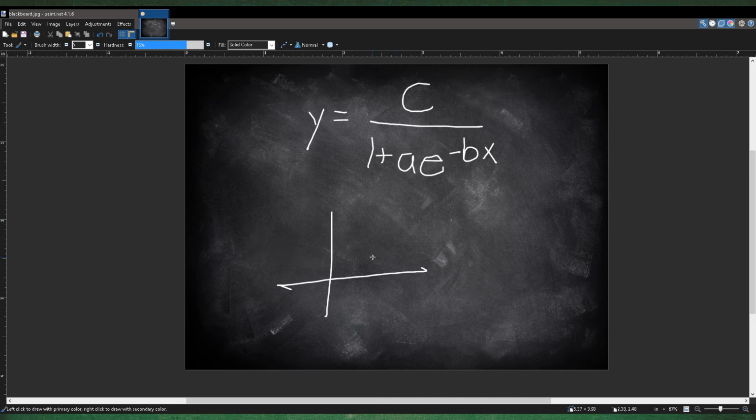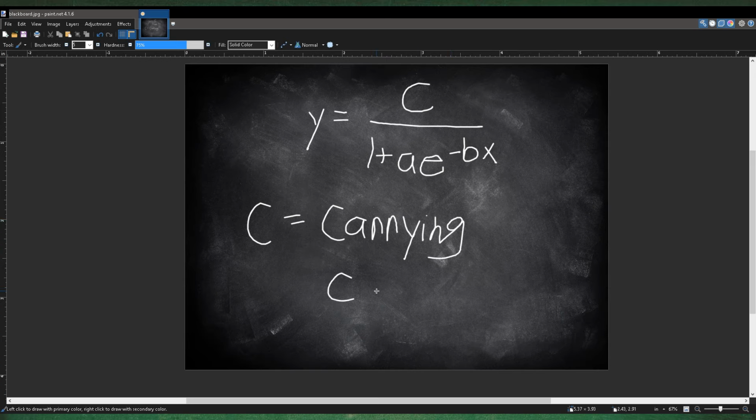Because if you think about it, as x approaches a really big, large number, then this number gets really small, and c over 1 plus a really small number is just c over 1. So it's just c. So this approaches y is equal to c at this horizontal asymptote. It would never cross this. What this horizontal asymptote, what c is referred to as, is the carrying capacity.